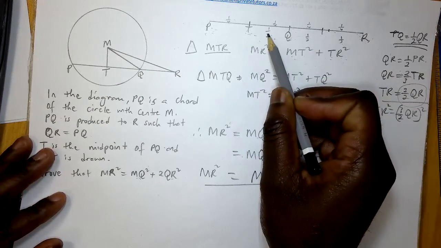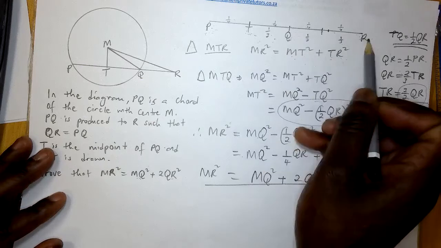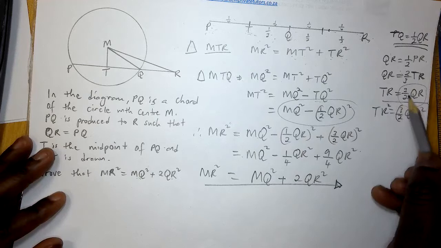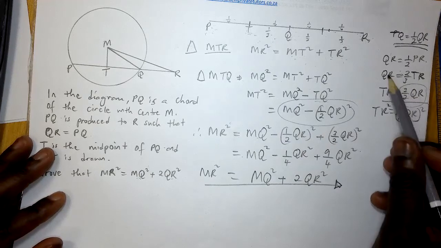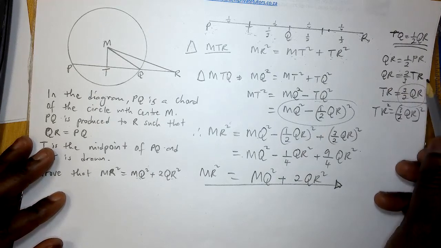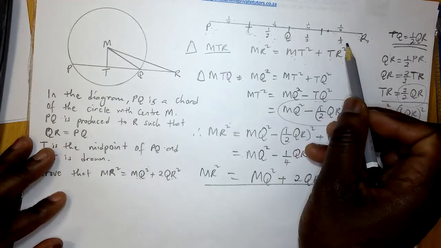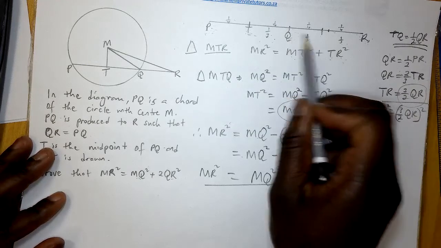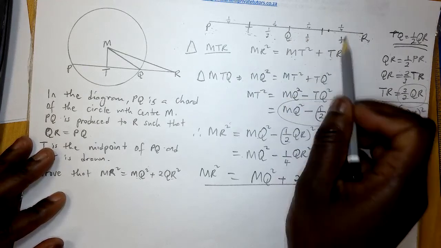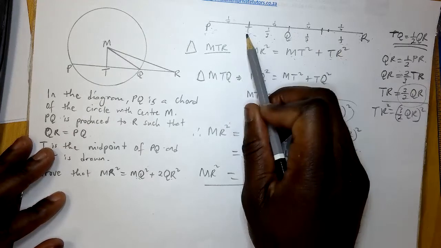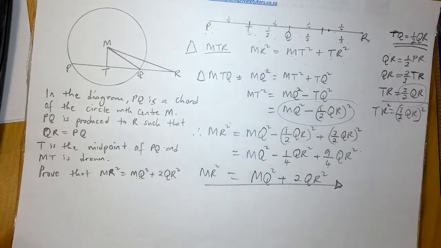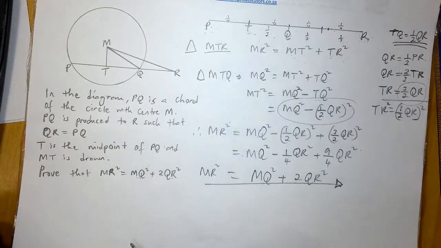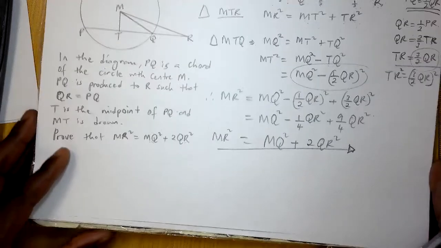So we need to express TQ or QR in terms of TR. We see that it's going to be 3 over 2. QR is going to be 2 over 3 of TR. That's 1 over 3 plus 1 over 3, which gives 2 over 3 of TR. If you add these, you get 1. If you add these 4, you also get 1. So that's what you need to deal with when you're dealing with ratio.